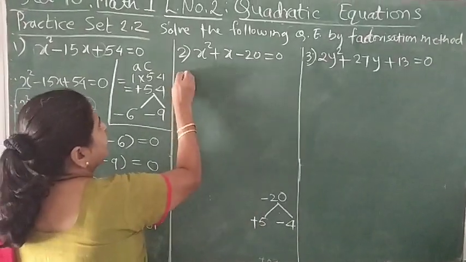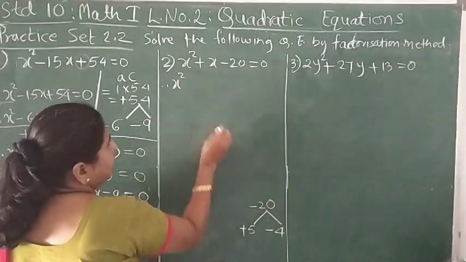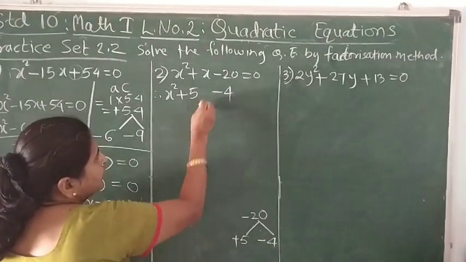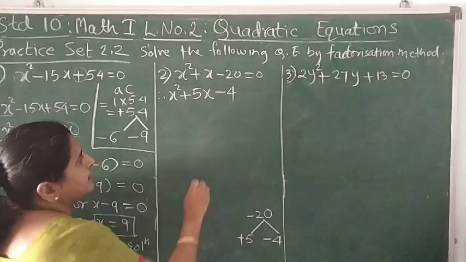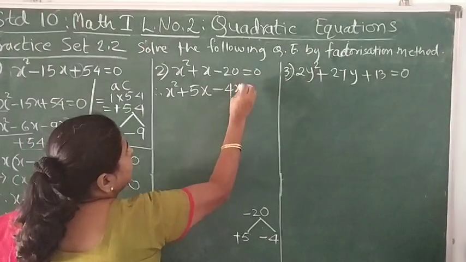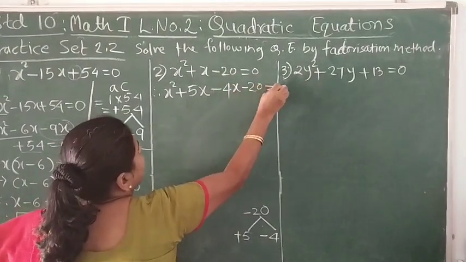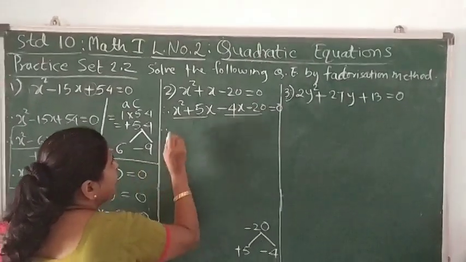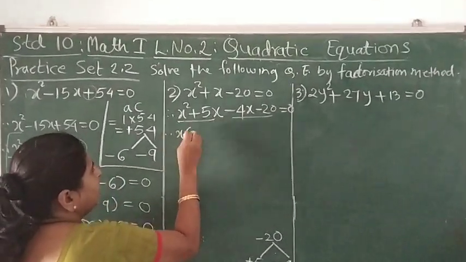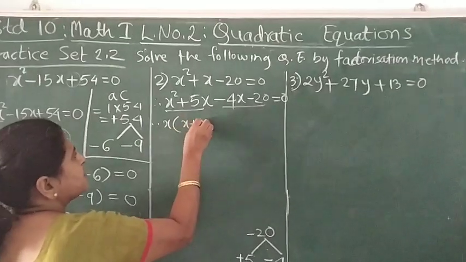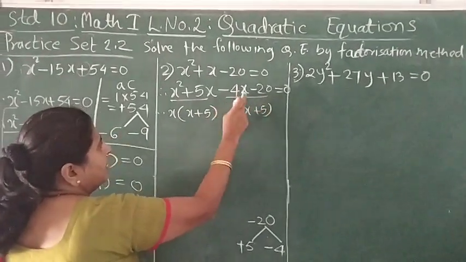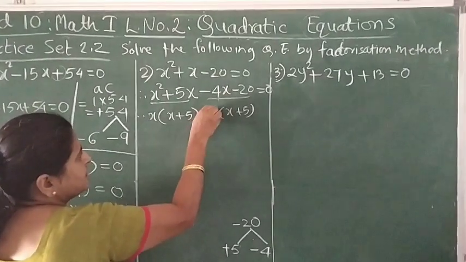Now copy these factors like x square plus 5. Don't write only plus 5 and minus 4. This is wrong. You should attach your variable with this. Plus 5x and minus 4x minus 20 is equal to 0. Now taking common from these two groups, x is going to be common here. Remaining is x plus 5. Copy the same bracket here, x plus 5. X is taken. Remaining is minus 4.